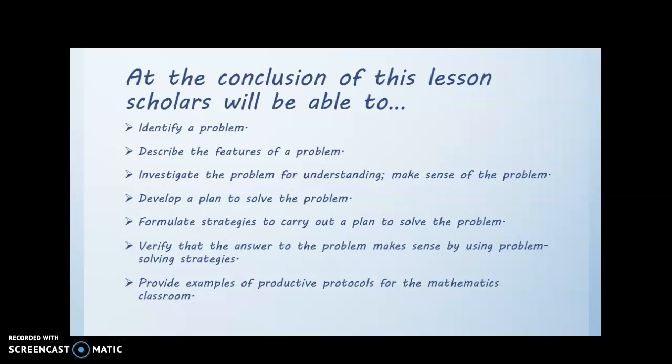And we will also make sure our math scholars are able to provide examples of productive protocols for the mathematics classroom. So once we complete this lesson today, my math scholars, which are you, will be able to identify, describe, investigate, develop, formulate, verify, and provide. Those are all action words. And that is what you guys and girls will be able to do once we conclude this lesson.